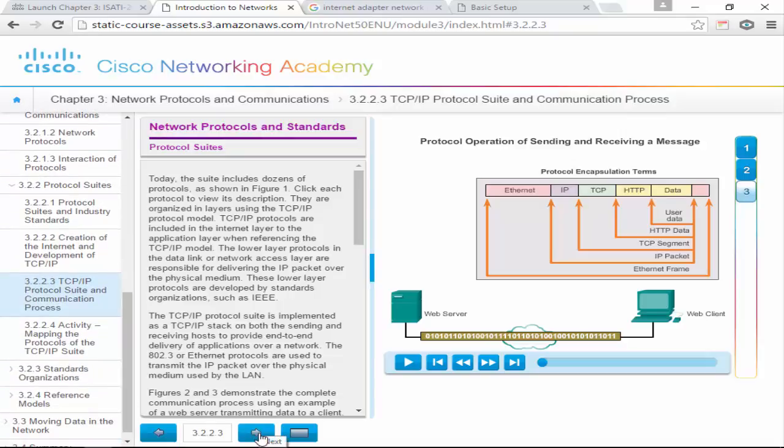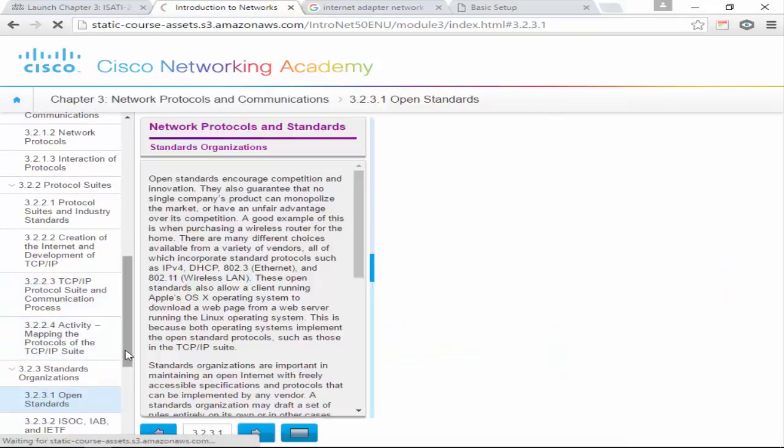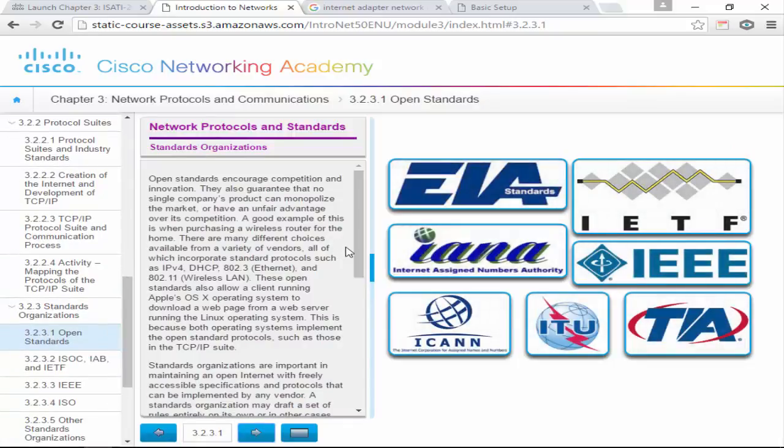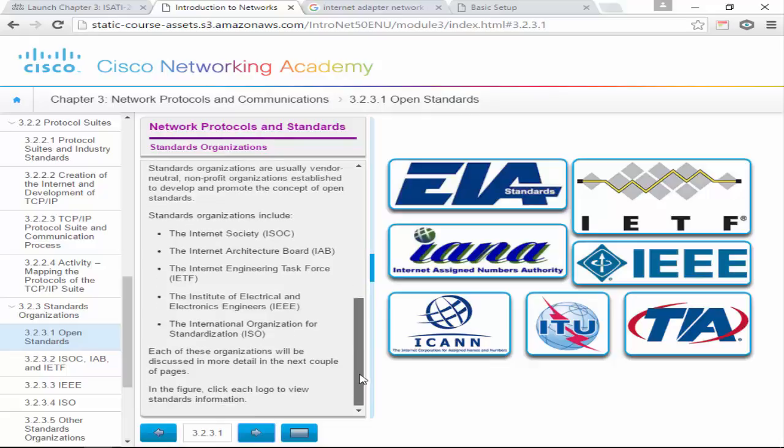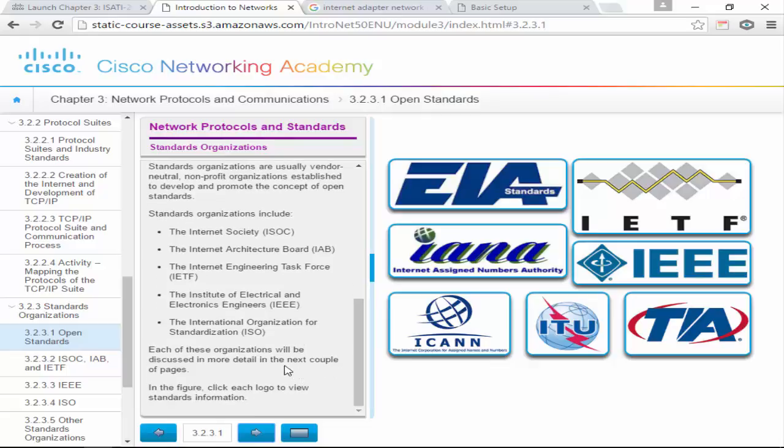Okay, now we have standards organizations. As I said, there are these open standards, and we're going to hear all about them. We have the Internet Society, the Internet Architecture Board, the Internet Engineering Task Force, the Institute of Electrical and Electronics Engineers, and the International Organization for Standardization. They all do something different, and that's what we're going to talk about. Probably the most important are the IEEE and the ISO, which are talked about the most in this content.